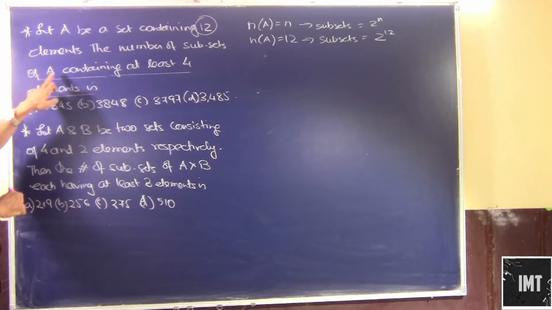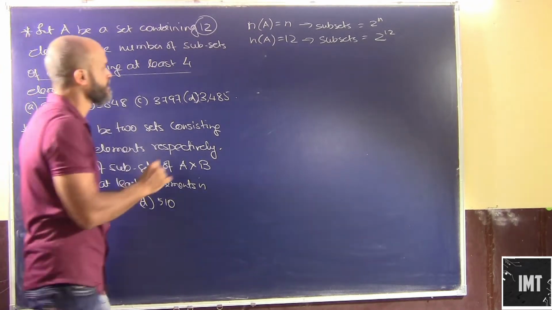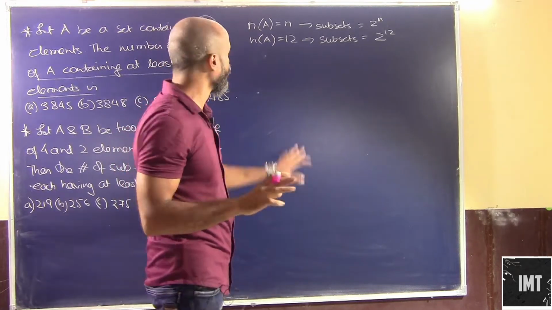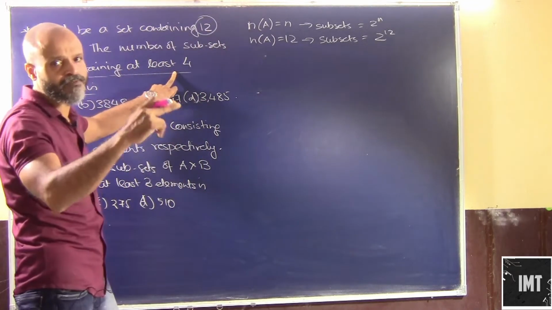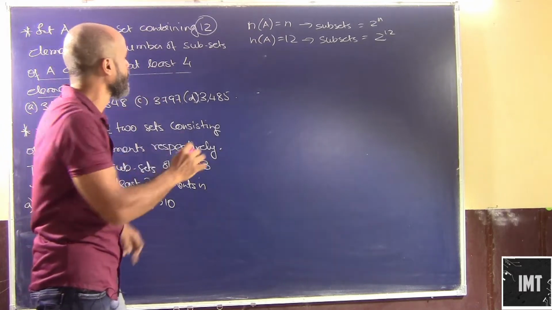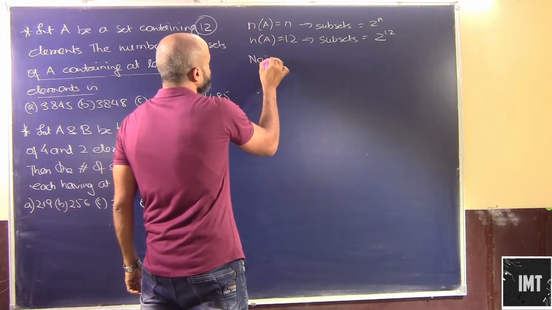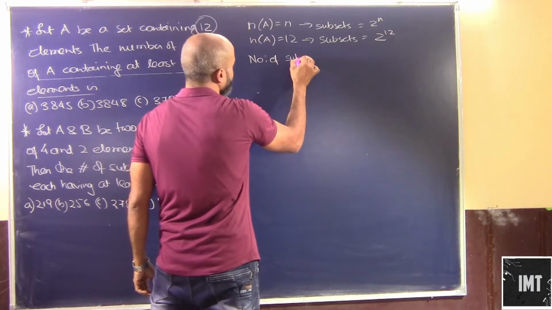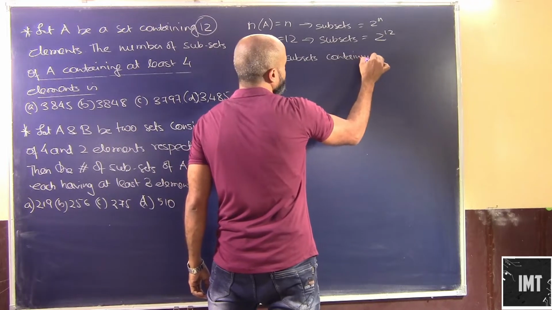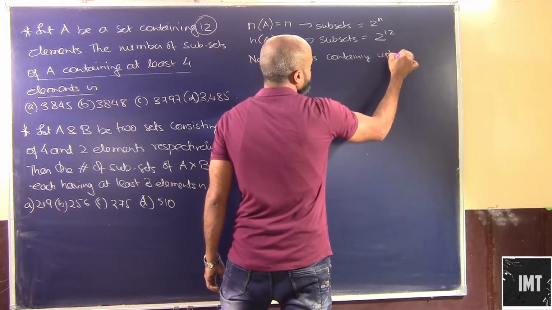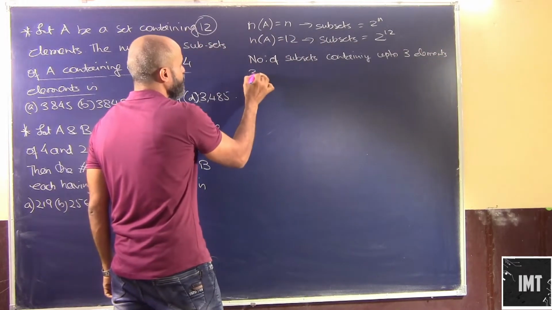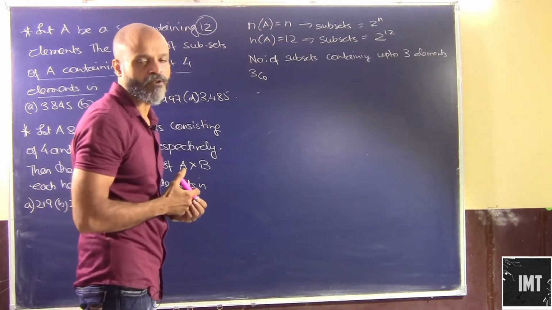Now the number of subsets of A containing at least 4 elements. We have to find out at least 4 elements here, which means 0, 1, 2 and 3 elements. These are the subsets which need to be ignored. So the number of subsets containing up to 3 elements. The first one is 12C0, no elements at all.